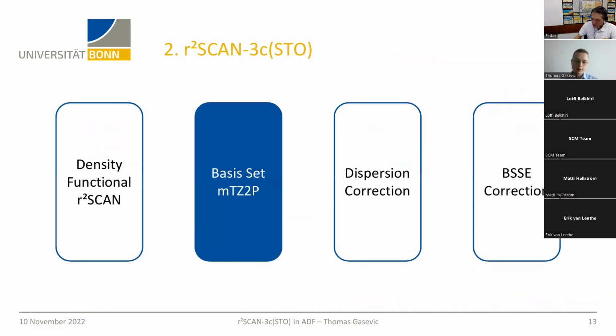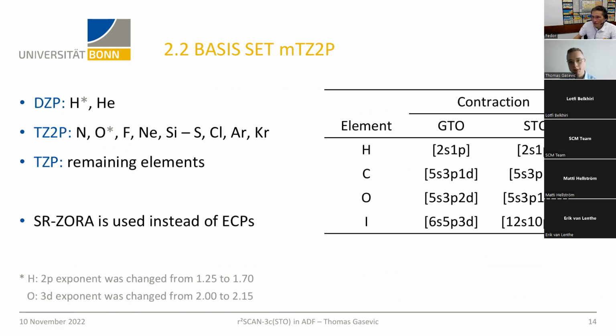Right, so then the next pillar is the basis set termed MTZ2P. It's basically just a combination of different basis sets that are already available in ADF. So for hydrogen and helium, the DZP basis set is used. For nitrogen, oxygen, and the other elements over here, the TZ2P basis set is used. And for the remaining elements, the TZP basis set is used.